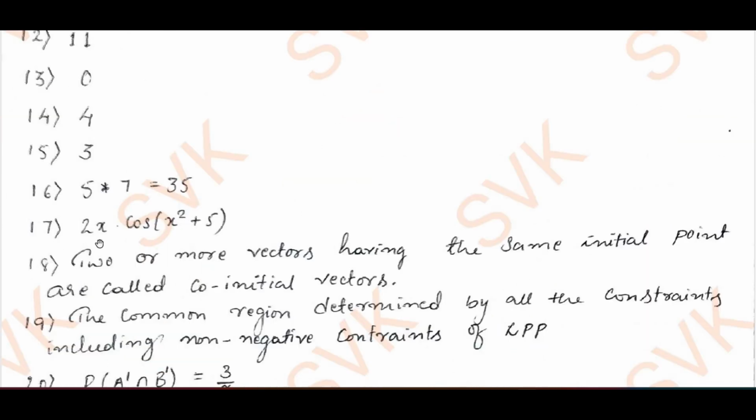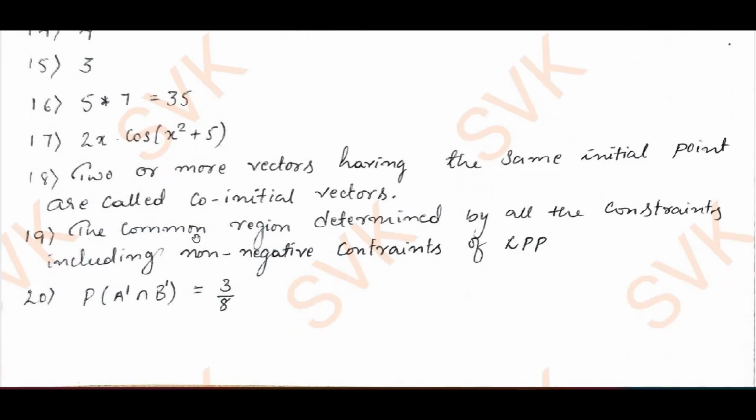The eighth one is 0, 1/2, √3/2. Ninth one is 120. 10th one is P of S. 11th one is 2. 12th one is 11. 13th one is 0. 14th one is 4. 15th one 3. 16th one 35. 17th one 2x into cos of x square plus 5.